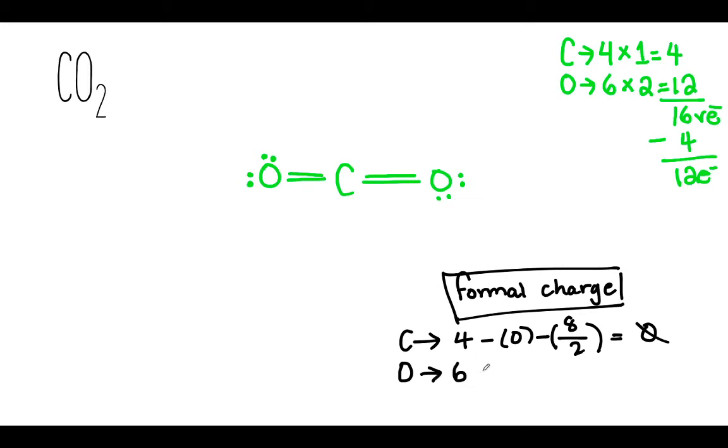Oxygen starts off with 6 valence electrons. It has 1, 2, 3, 4 electrons as lone pairs, and 1, 2, 3, 4 electrons in bonds, so 4 divided by 2. So 6 minus 4 minus 2 will give me a formal charge of 0. So oxygen here has a formal charge of 0, carbon has a formal charge of 0, this oxygen has a formal charge of 0, which means that this is a stable compound, and I'm happy with this structure.